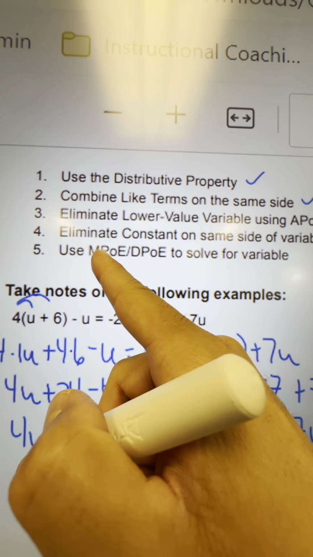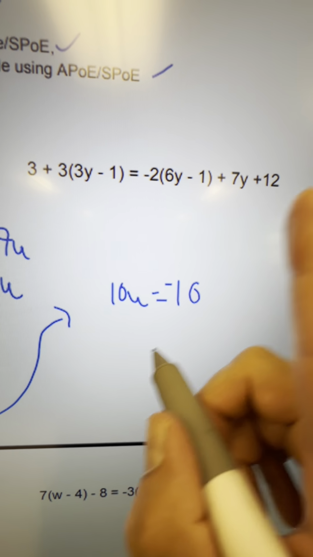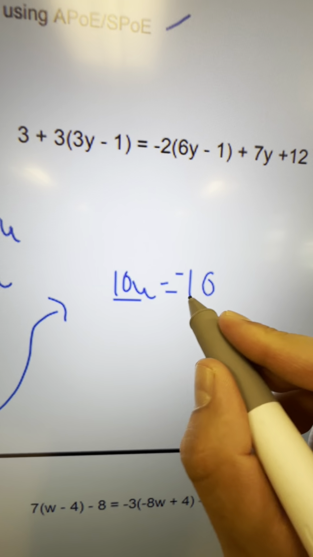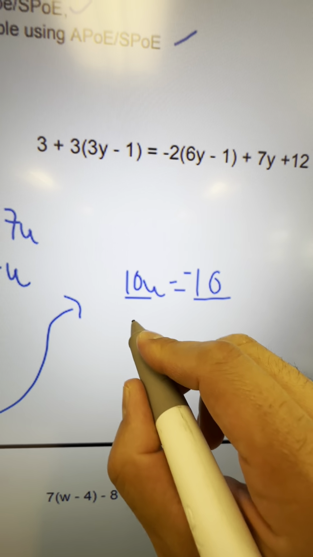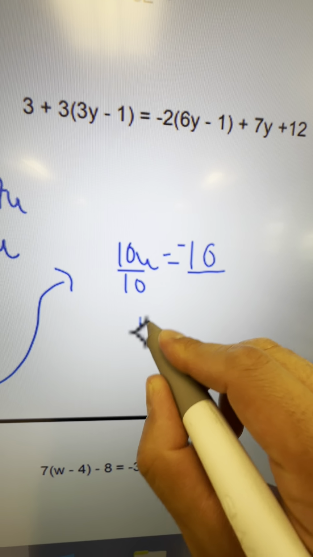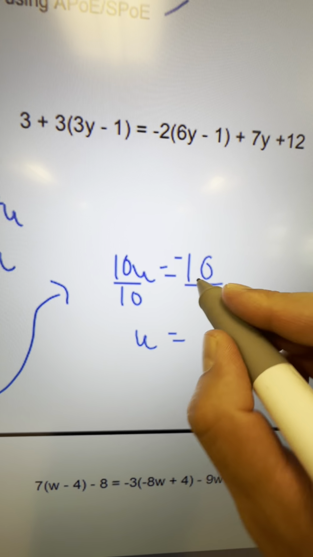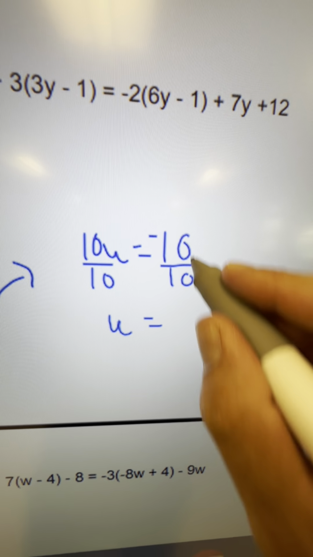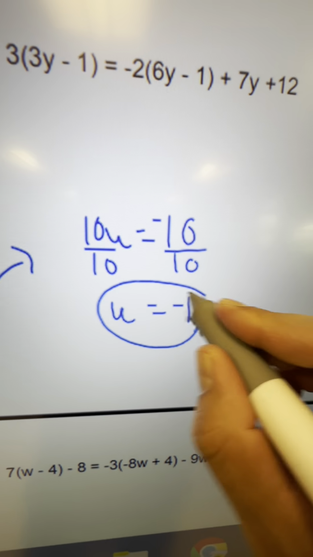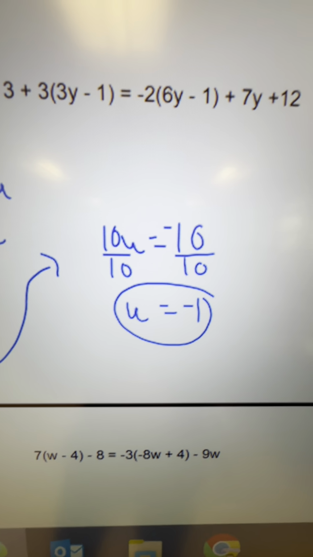The last step is either using the multiplication or division property to solve for the variable. So to get 10u into 1u, I have to use the division property by dividing by 10, because 10 divided by 10 will give me my 1u. If I divide one side by 10, I have to divide the other side by 10 as well. And this becomes negative 1, which is my solution for the equation.